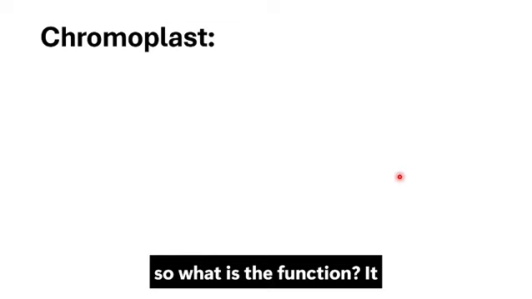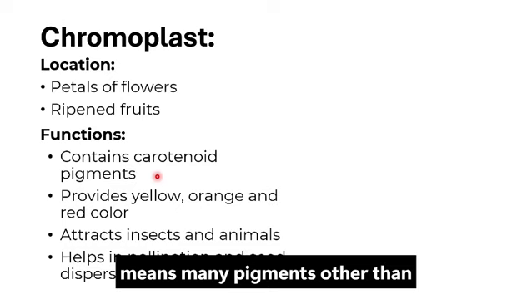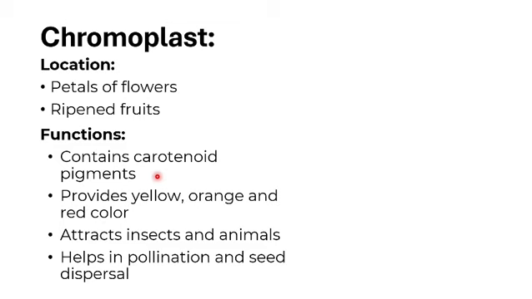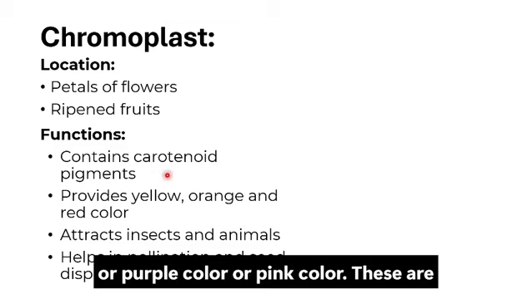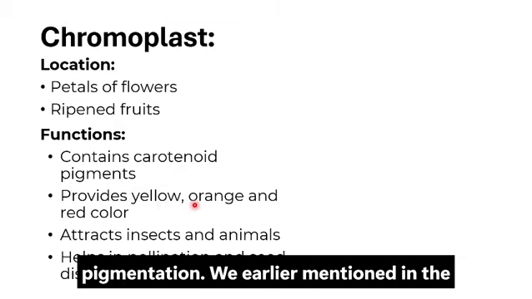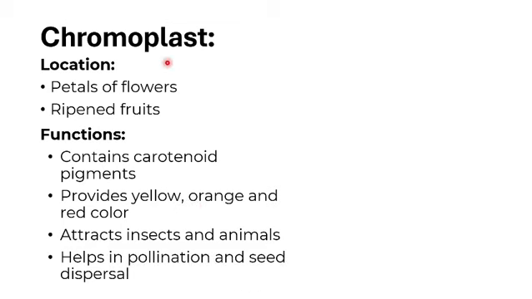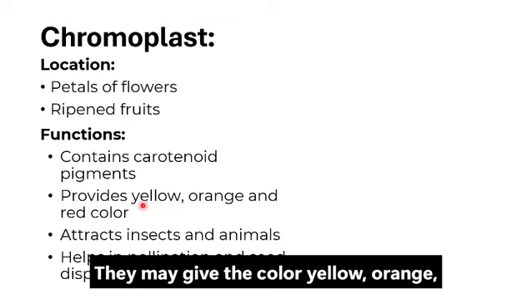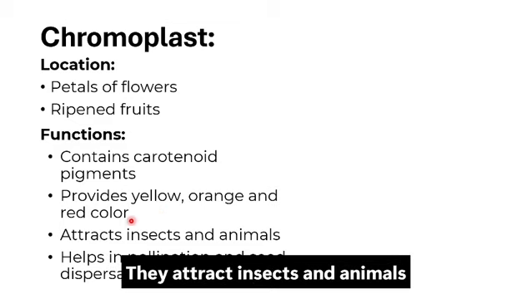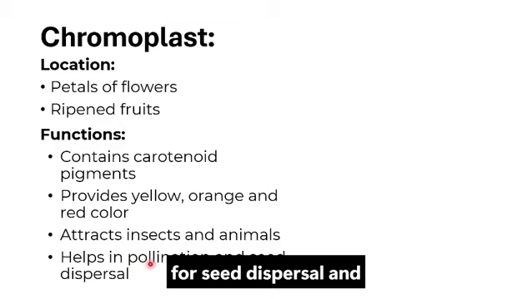So what is the function? It contains carotenoid pigments. Carotenoid means many pigments other than green, like red, purple, or pink. These carotenoid pigments provide pigmentation. As we earlier mentioned in the first or second slide, pigmentation is the function of chromoplast. They may give yellow, orange, red, or any other color to the plant. They attract insects and animals for seed dispersal and pollination.